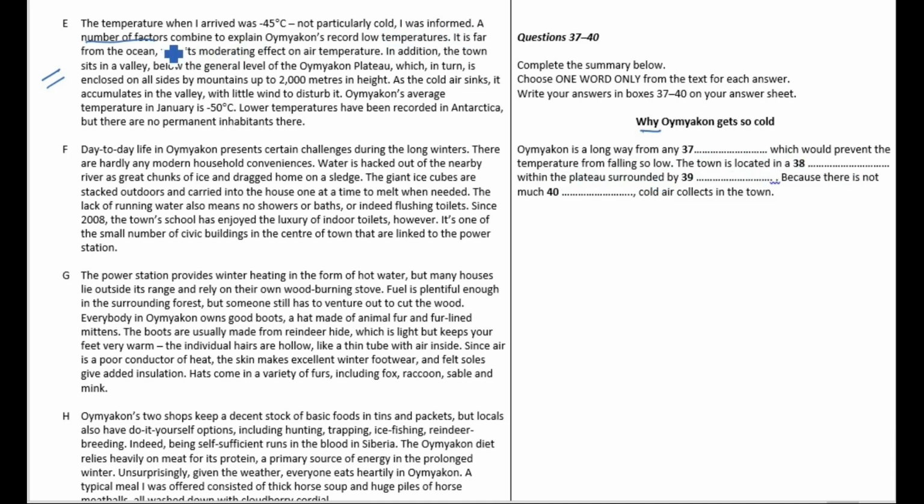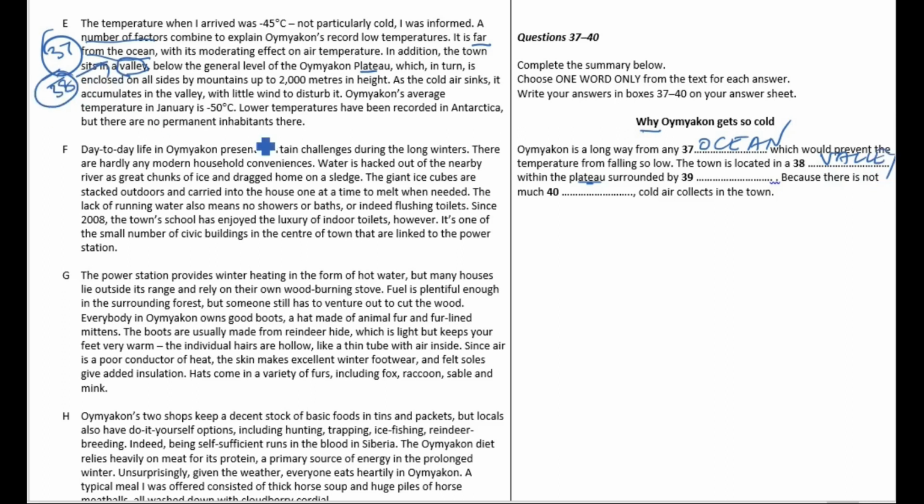Here are a number of factors. It is far from the ocean. We have found it immediately. Long way from any ocean. So this is where 37th is. The town is located in a dash within a plateau. Plateau is a word I remember reading, so here it is. And the town is located in something within a plateau. So the town sits in a valley below the general level of the plateau, which in turn is enclosed on all sides by some mountains. So the answer here is valley, and here it is.